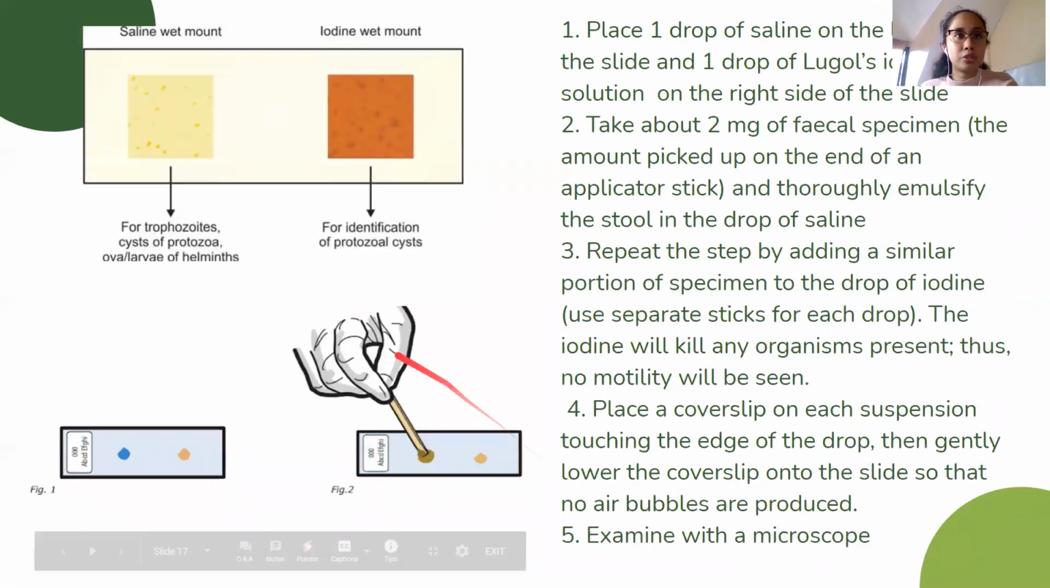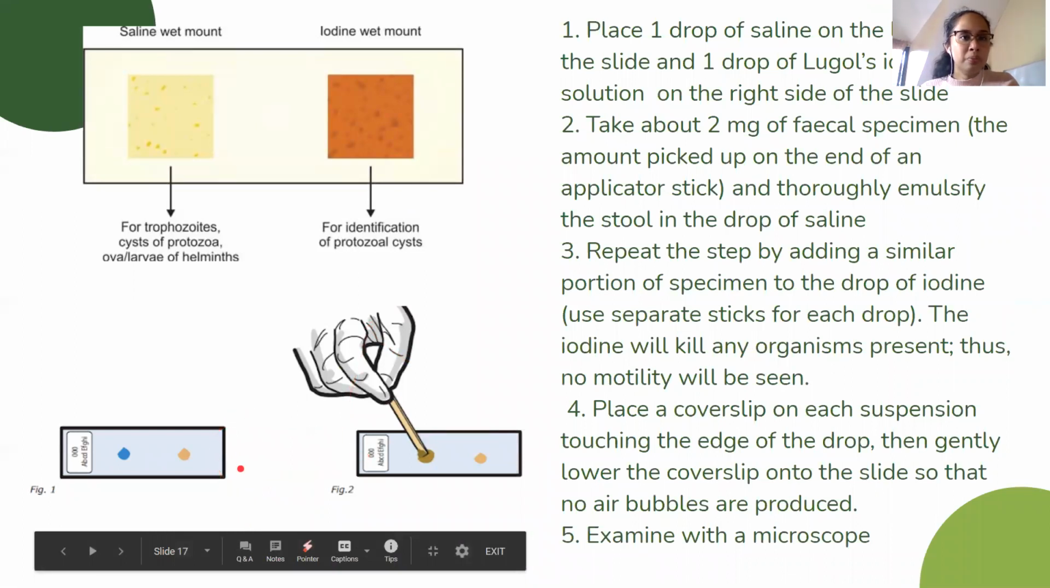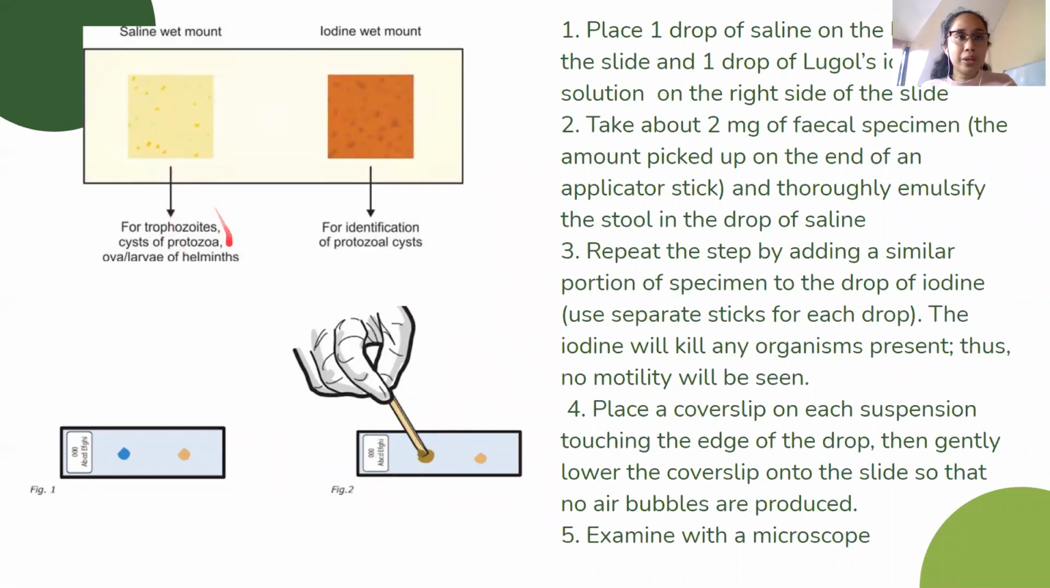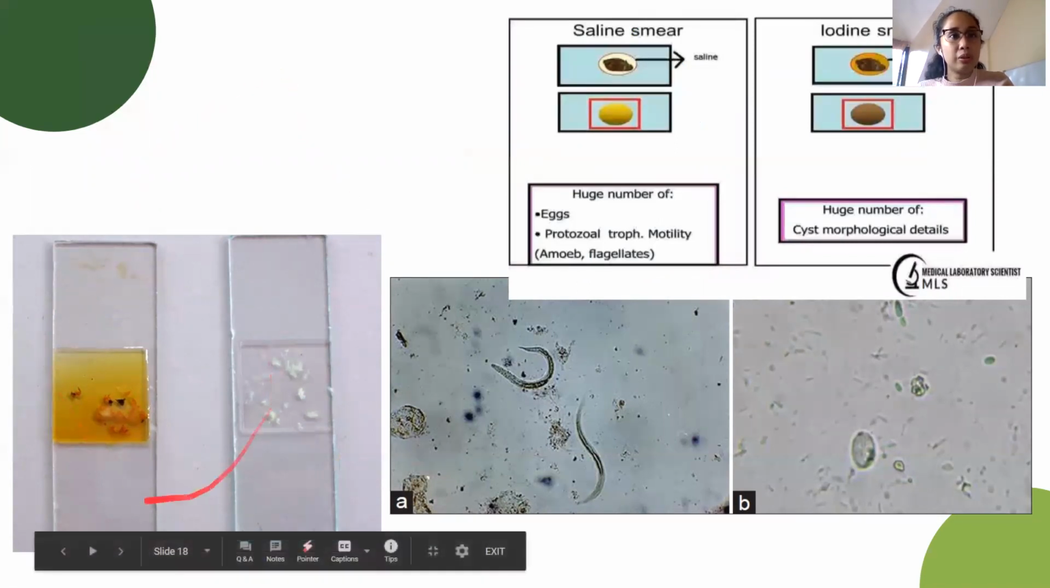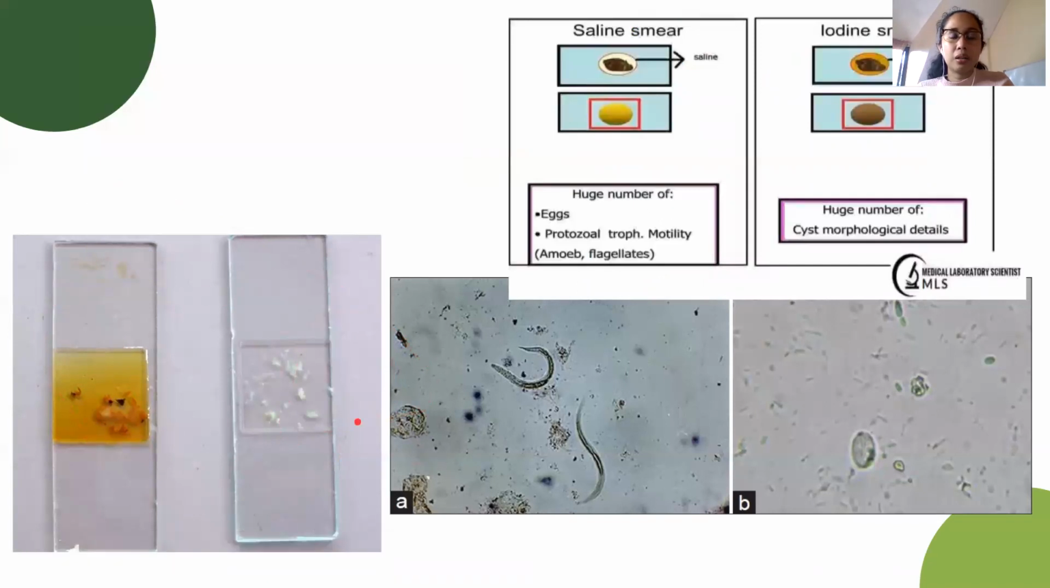So class, it is supposed to look like this. Here, the saline is placed first, then the iodine, then emulsify the reagents with stool. In the saline wet mount, you could see the trophozoites, protozoa, ova, and the larvae. However, class, in the iodine wet mount, you could really identify the cysts. However, the trophozoites are not moving anymore. No motility will be seen. Right? So class, in some laboratories, they do these separately, on different slides.